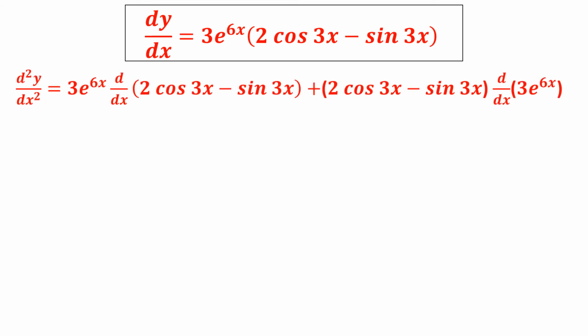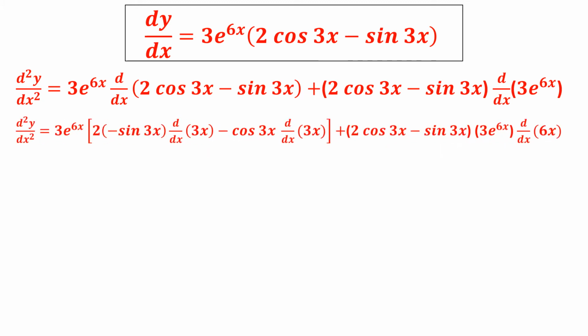Differentiate it once again. 3 into e power 6x, keep it. Differentiate 2 cos 3x minus sin 3x and keep 2 cos 3x minus sin 3x into d by dx of 3 into e power 6x. You can keep 3 outside also, but I have taken 3 e power 6x in both the terms, no problem. What is the differentiation of cos 3x? It is minus sin 3x into differentiation of 3x. What is the differentiation of sin 3x? It is cos 3x into derivative of 3x. Then what is the derivative of 3 e power 6x? It is 3 into e power 6x into derivative of the power, that is 6x.